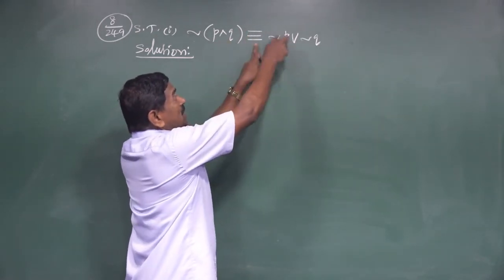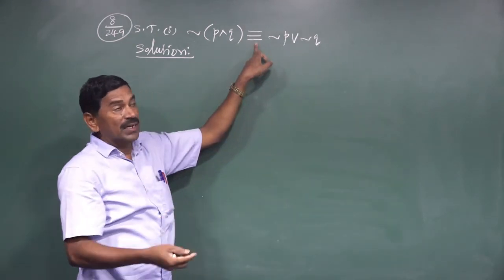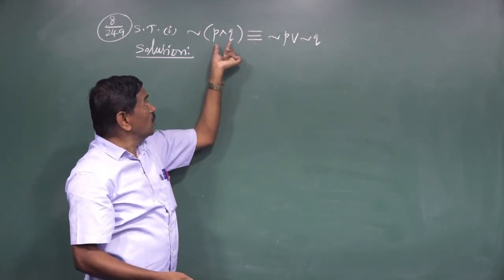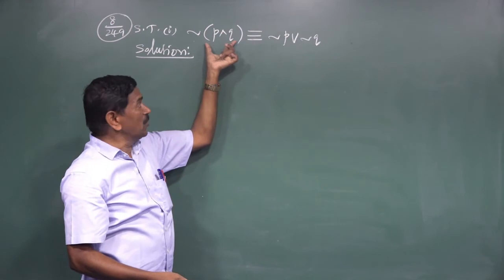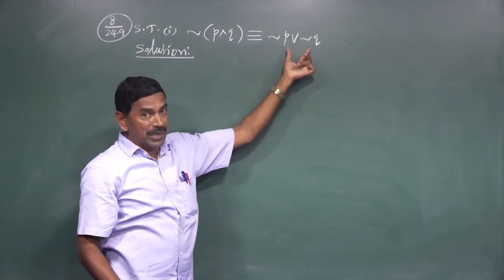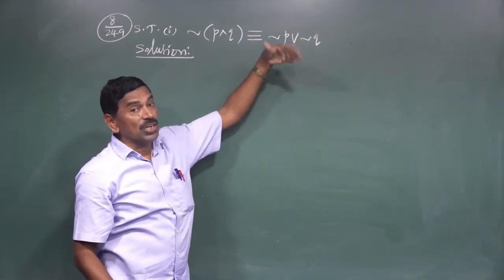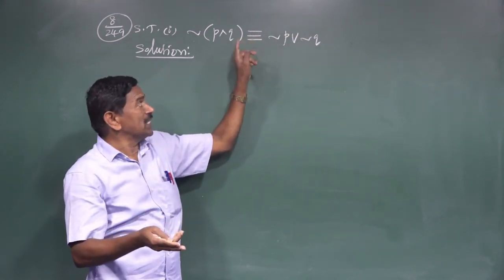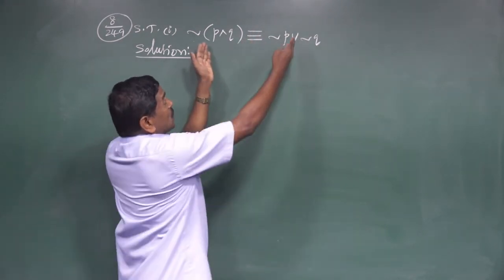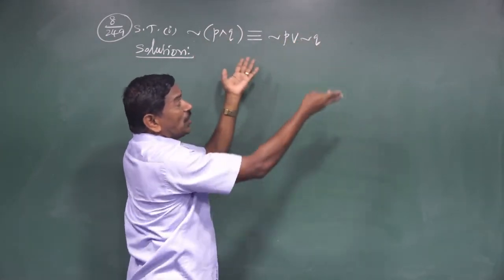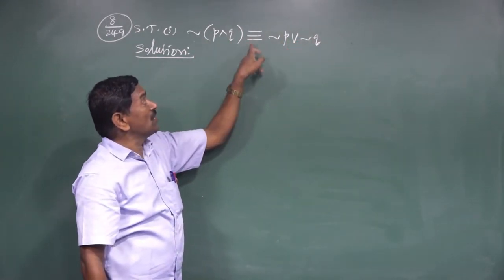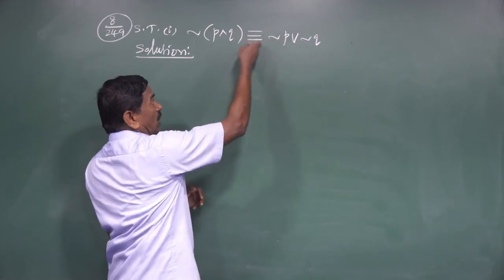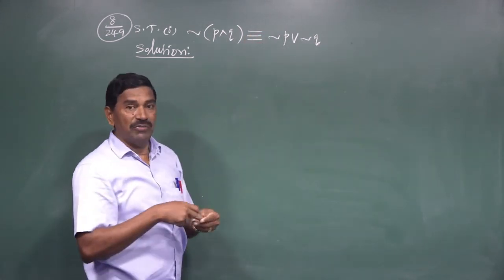If two statements are said to be equivalent, then suppose the left side statement has one column and the right side statement has one column. If these two columns are equal, then the two statements are said to be equivalent. Sometimes the columns are not equal, and then the two statements are not equivalent. Like this, not equivalent.